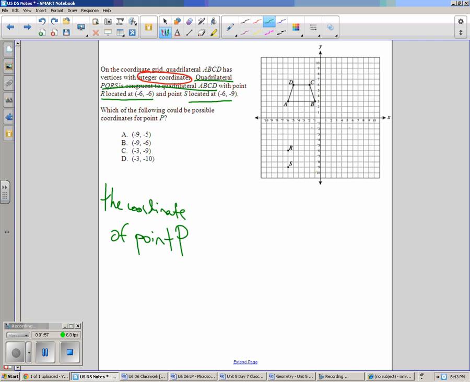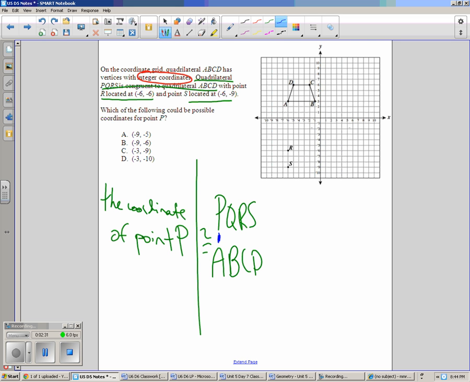Now, let's think about what they gave me, what I underlined in green. Quadrilateral PQRS. Let's write this down. PQRS is congruent to quadrilateral ABCD. Okay. And these are congruent to each other. All right, now, by lining them up like this, I can tell if these two quadrilaterals are congruent, then point P on one quadrilateral is going to match up with point A on the second quadrilateral, and Q with B, R with C, and S with D.